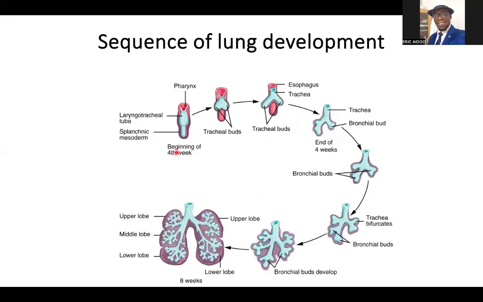So for the sequence of lung development, by the beginning of the 4th week, in the foregut, you have the laryngotracheal tube, with the splanchnic mesoderm of the lateral plate mesoderm surrounding it. You have tracheal buds or lung buds bifurcating, then it keeps elongating. At this point, the tracheoesophageal septum has already detached the trachea from the esophagus. So you have the bronchial bud by the end of the 4th week. Then the trachea bifurcates. You now have several generations ongoing. That is the upper lobe and lower lobe for the left, and upper, middle, and lower for the right.